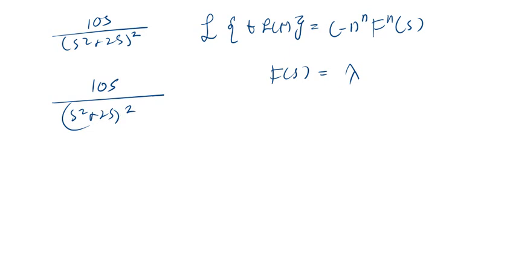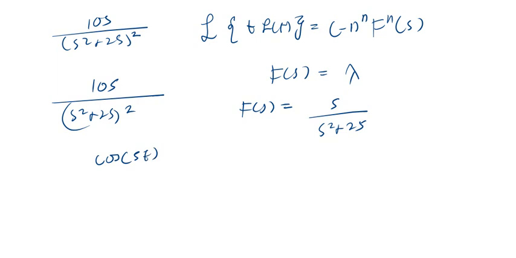So if I have, let's say, 5 on the outside, and my F of s turns out to be s over s squared plus 25. To me, this would mean that the initial function, when you find the inverse, is cos 5t.